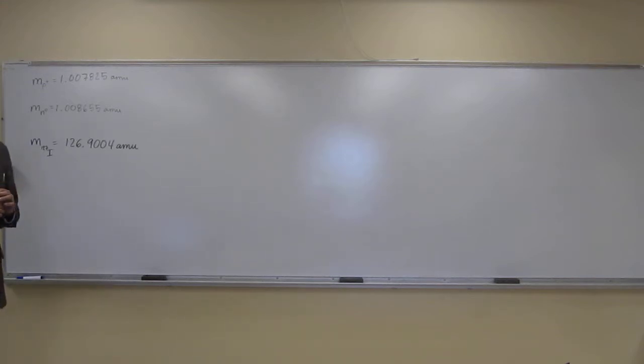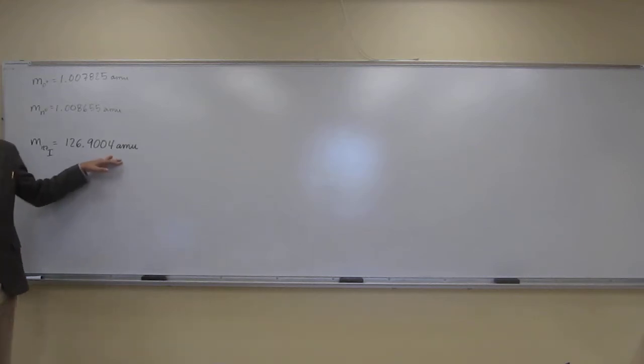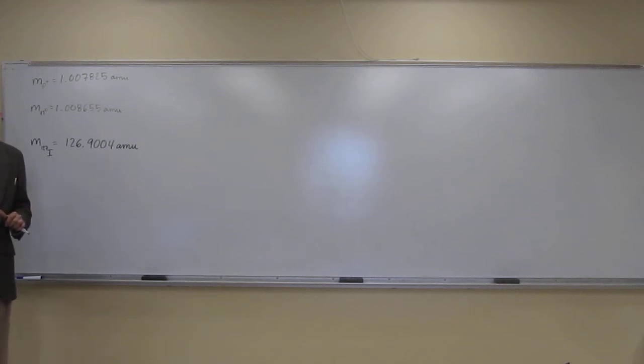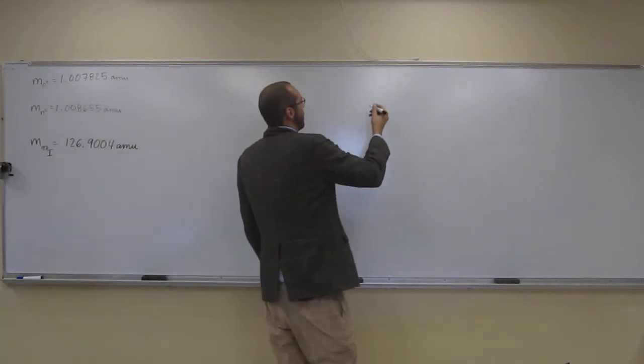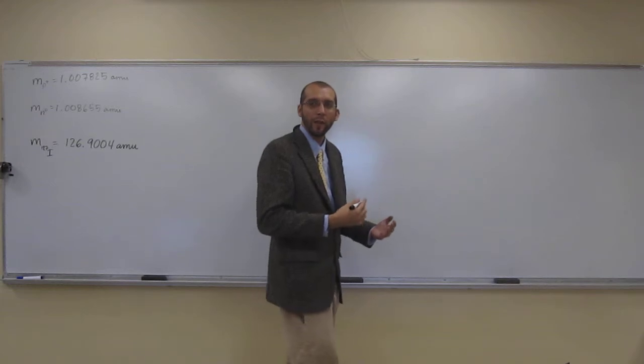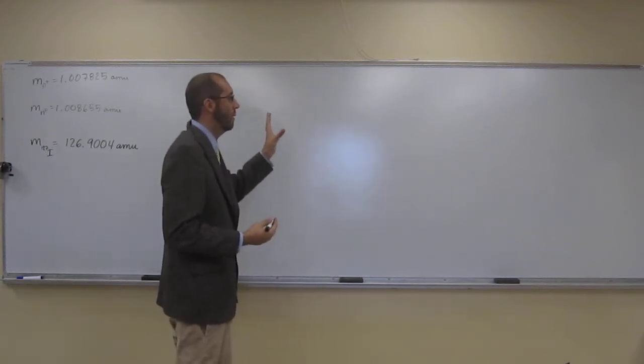This one says the atomic mass of iodine-127 is 126.9004 AMU. Calculate the nuclear binding energy of this nucleus, the corresponding nuclear binding energy per nucleon, and the nuclear binding energy per mole of the I-127 nucleus. Just to remind you, this is a process, and I like to go through the same process every time.